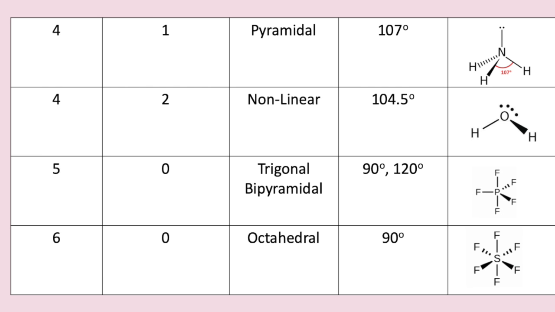A solid line represents a bond in the plane of the paper. A solid wedge comes out of the plane of the paper. A dotted wedge goes into the plane of the paper. This helps to create a 3D shape.